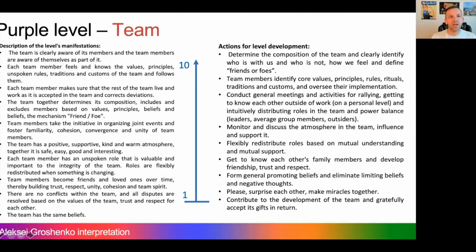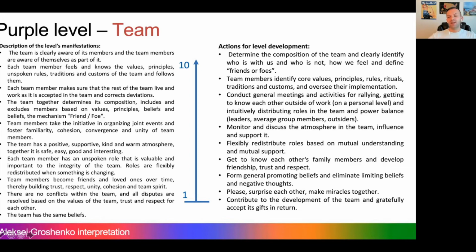Please surprise each other, make miracles together. There are a lot of activities, and now Christmas is coming, and there is my favorite game, Secret Santa. It's when team members blindly choose one of the other team members from your team, and during a particular time, maybe 1 week or 2 weeks, I have somebody's name on my paper, so I know for whom I should be a Secret Santa, and I'm giving a lot of surprises, gifts, small gifts, and nice things that this person doesn't know about.